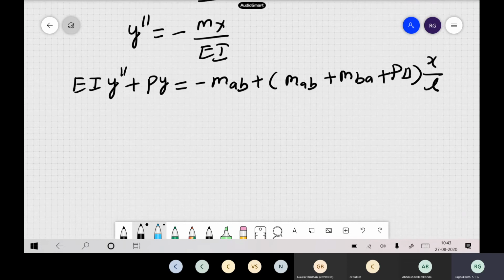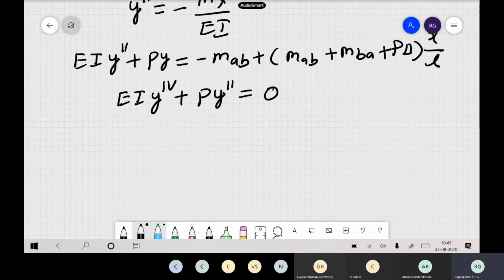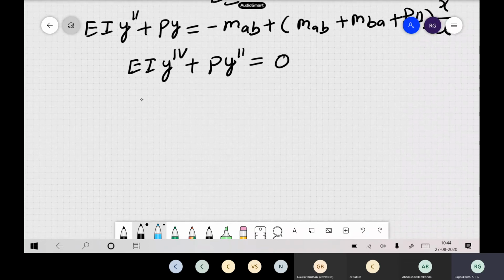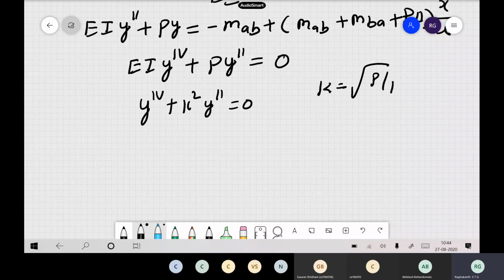Now you can solve this second order equation, or you can try the fourth order also. If you differentiate two times, you will get a fourth order equation. So P times Y double dash is equal to 0, and you can write this expression as Y fourth derivative plus K square Y double dash is equal to 0, where K is root of P by EI. So this is our equation.